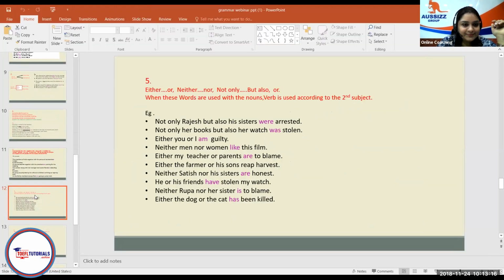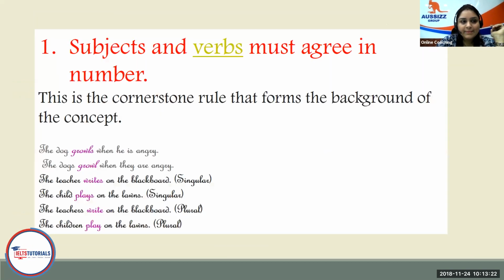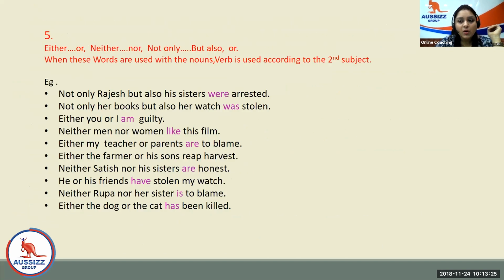Next rule. Okay, so here, rule number 5: either or, neither nor, not only but also. And the 4th one is or. So you can see here, either or. This rule is again a conjunction based rule. Conjunction, the connectors. Okay. So either or, here we'll be having a couple of 2 subjects. Neither nor, she nor he. Not only he, but also she. So either or, neither nor, not only but also, and or.